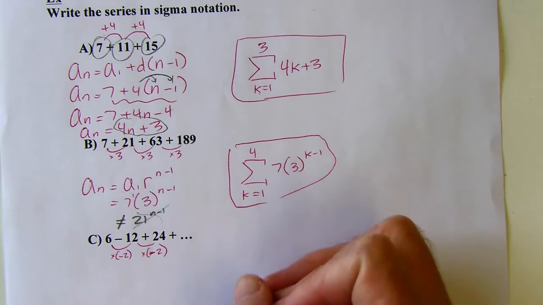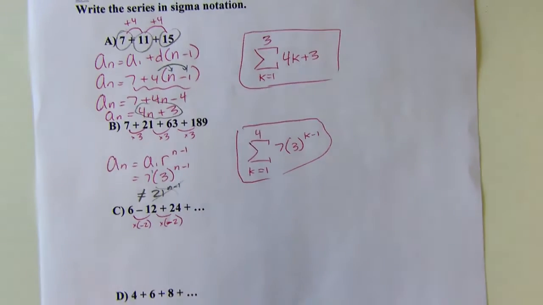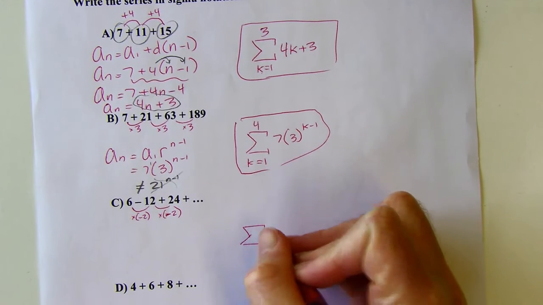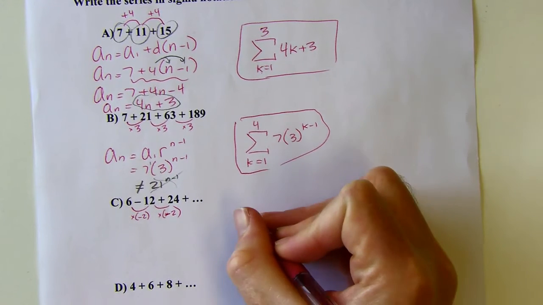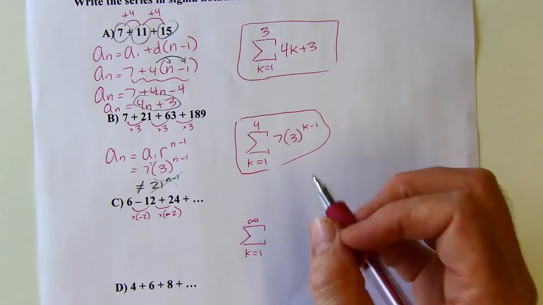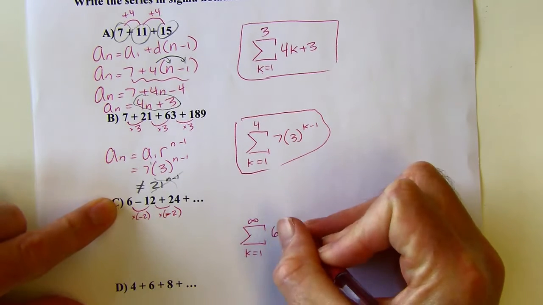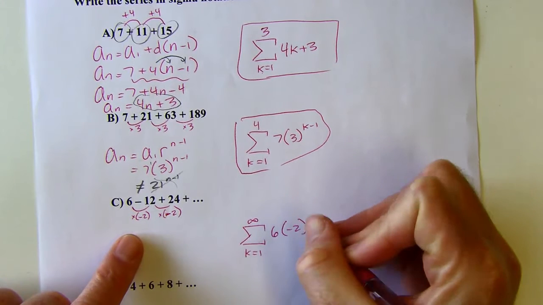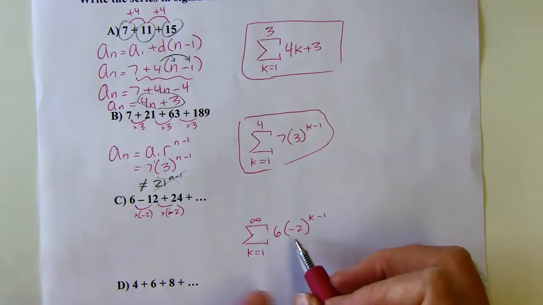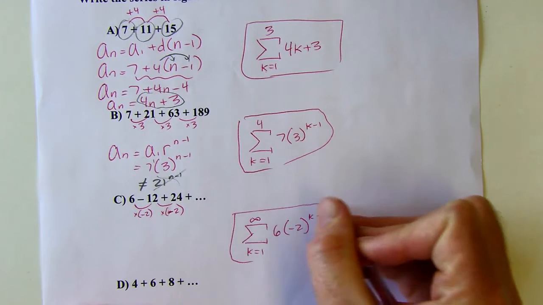Okay. All right, and this one's interesting because I don't know how many terms it is. But that's okay. That just means it's an infinitely long series. So it goes on forever, and I'll just put the infinity symbol up top. Then my first term, using the geometric formula from up here, is 6. My ratio is -2. And then my exponent is going to be k minus 1. And again, that's not the same as -12 to the k minus 1, so you can't simplify that any further. Okay.